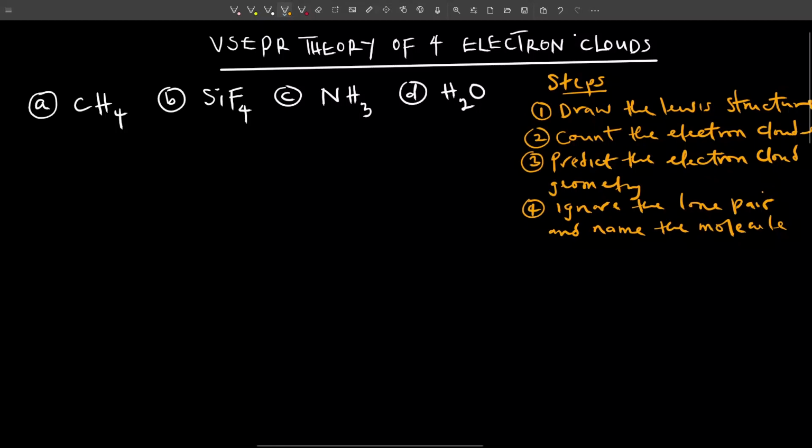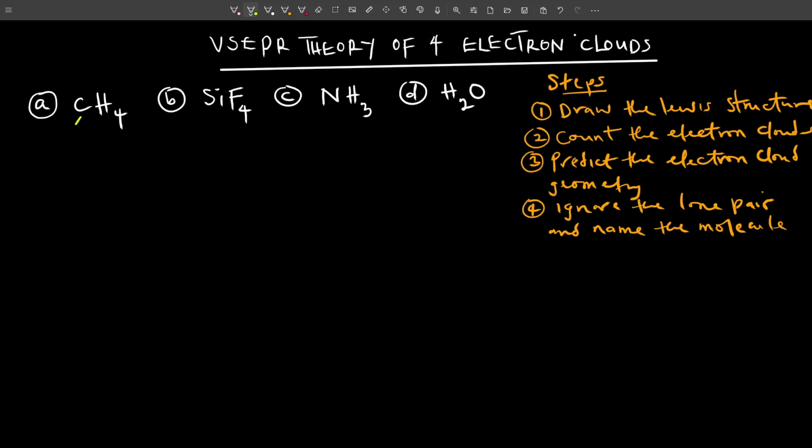Let's talk about the VSEPR theory of molecules with 4 electron clouds. In the previous example, we talked about the VSEPR theory of 3 electron clouds. And the first thing we have to do is to draw the Lewis structure, which we discussed in previous videos. So let's start with CH4. Let's draw the Lewis structure of CH4.